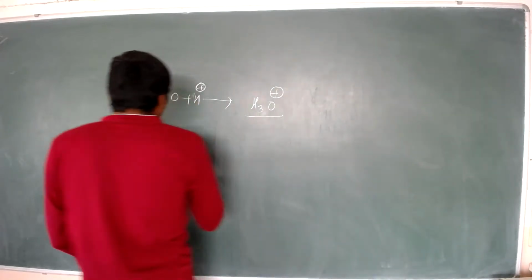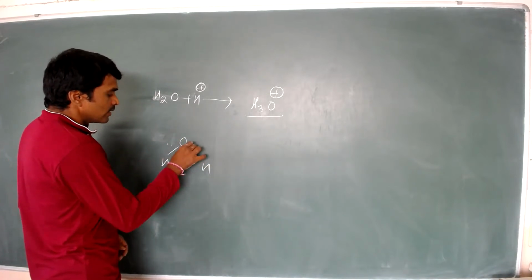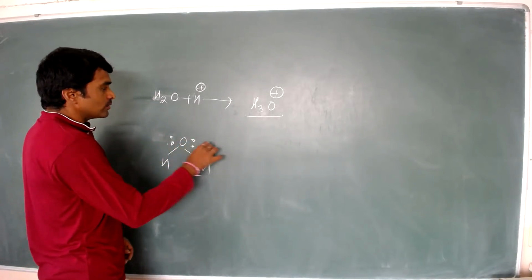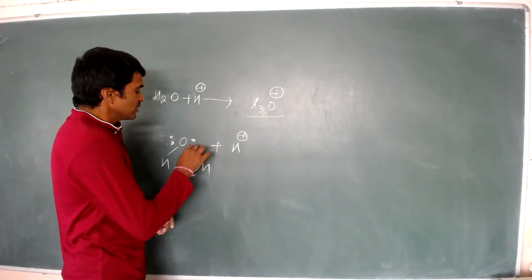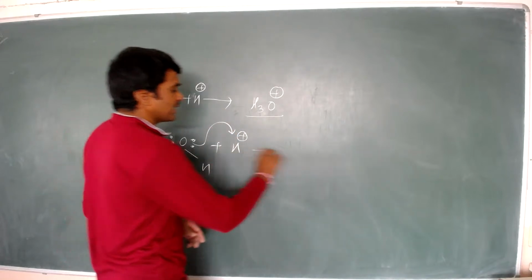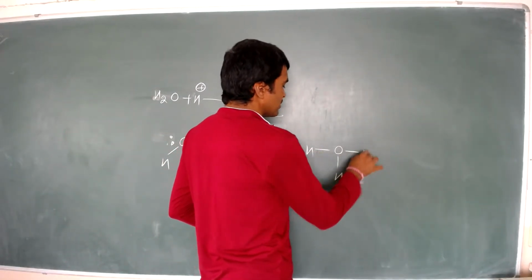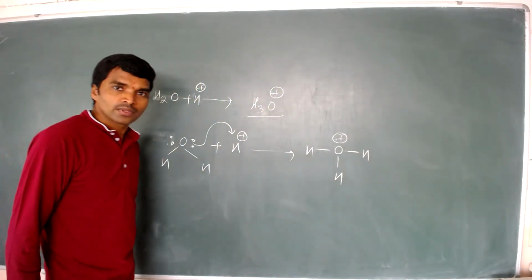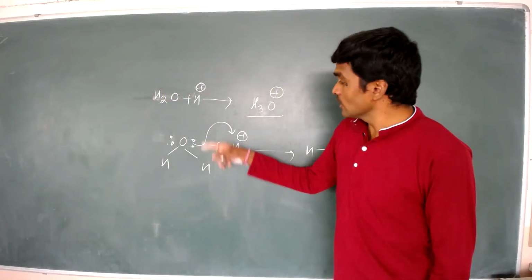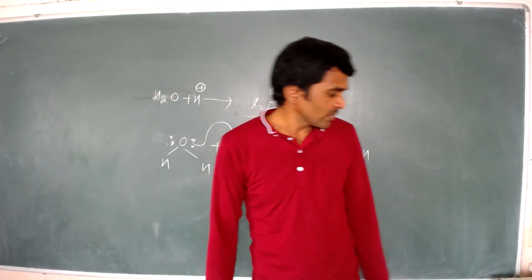Why? Because the water molecule has a lone pair of electrons, and H plus has no electron, a vacant orbital. This lone pair of electrons is donated to the hydrogen, and then H3O plus is formed. So in this type of molecule also, a coordination covalent bond is formed.